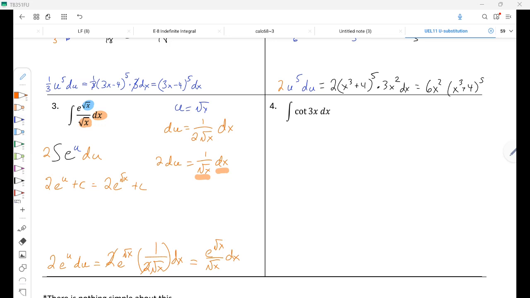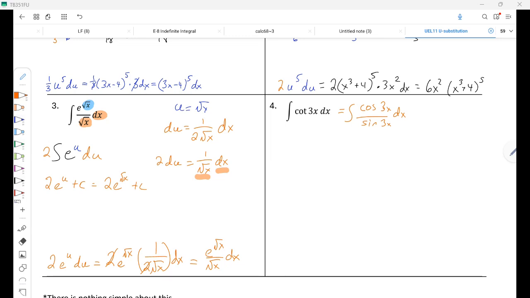Last but not least, I think this is a good one to see. This is actually not expected to know on the AP test. But to do tangent or cotangent, to do that integral, our must-knows aren't based on the functions, right? The must-knows are based on derivatives we already know, but you can actually use substitution to do either tangent or cotangent, because the integral of cotangent of 3x is the integral of cosine 3x over sine 3x dx. That's just trig identities, or definition of what cotangent is.